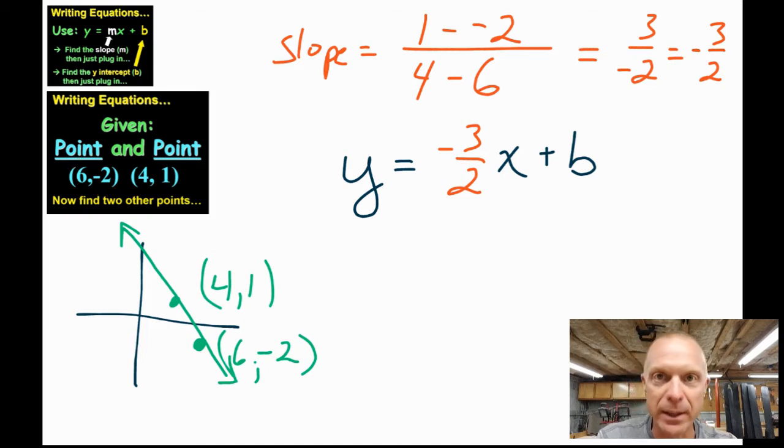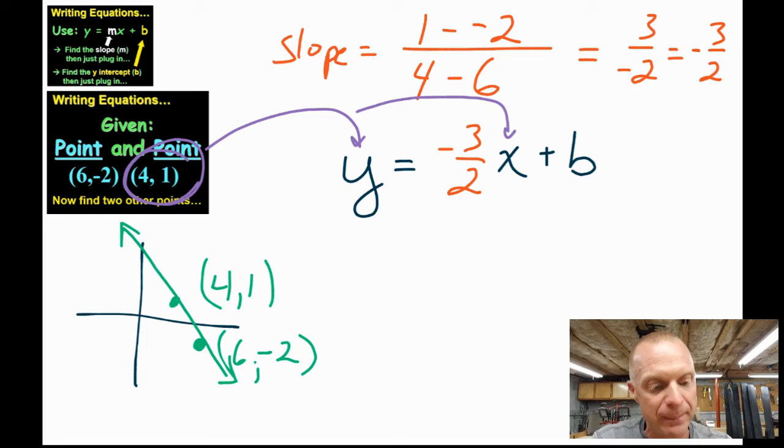Which point do you like? Do you like the first one, 6, -2, or do you like the other one, 4, 1? I kind of like 4, 1 because it's all positive. So we're going to plug that in for x and y. Now, of course, you want to plug it in carefully. You plug a 1 in for y, and you plug a 4 in for x.